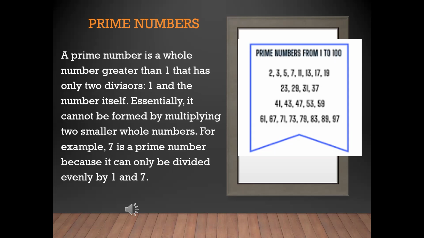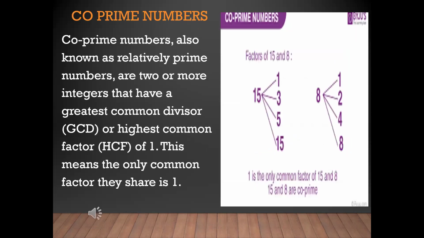Isn't it interesting? So what are co-prime numbers? Co-prime numbers, also known as relatively prime numbers, are two or more integers that have a greatest common divisor or highest common factor, HCF, of 1. This means the only common factor they share is 1. So in short, we can say two numbers that do not have a common factor other than 1 are said to be co-prime.